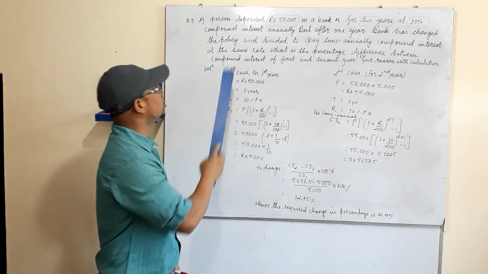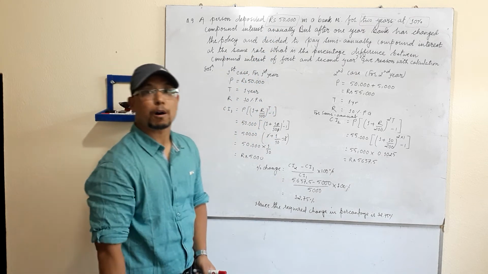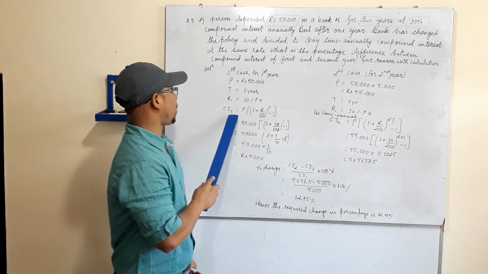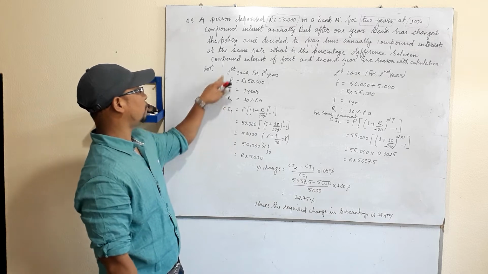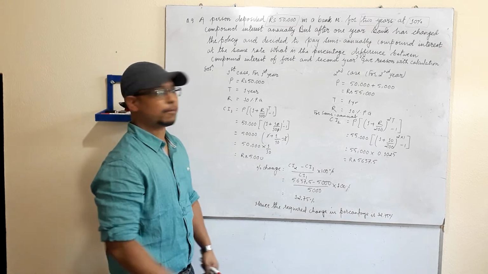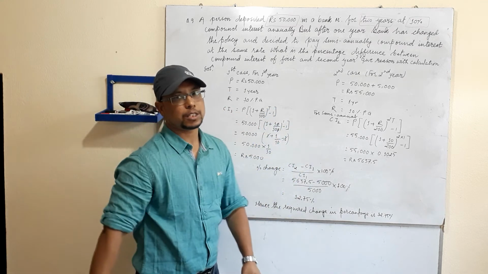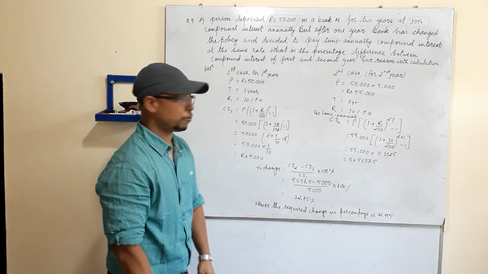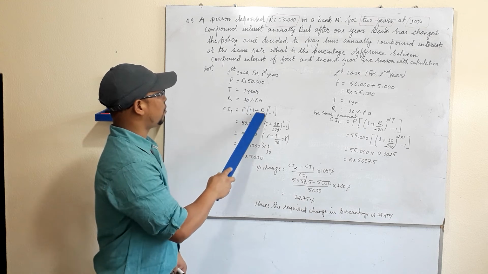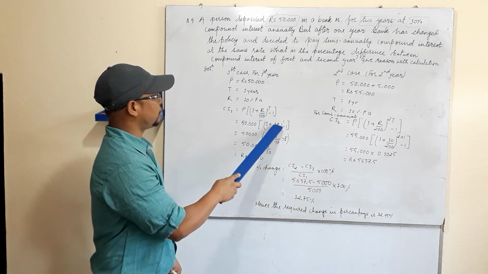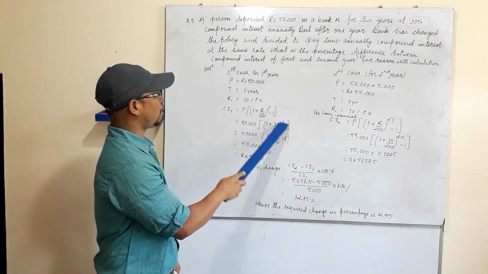So for the first year the bank has given compound interest annually. So let's find the compound interest annually. I am denoting it CI1 for the first year. CI1 = P[(1 + R/100)^T − 1]. This is the formula for finding compound interest. Let's substitute the values: principal is 50,000, (1 + 10/100), time is 1 year, minus 1.